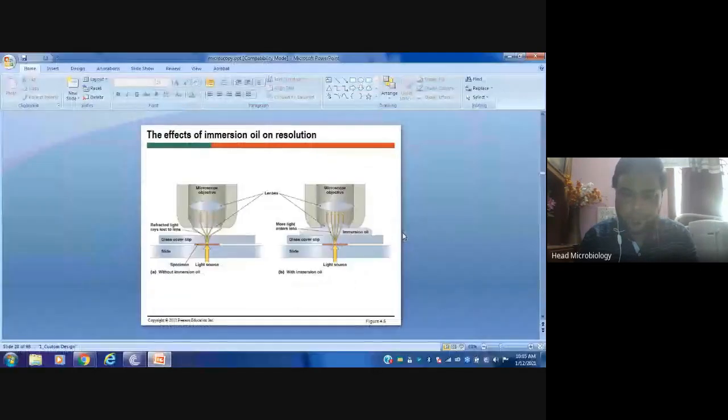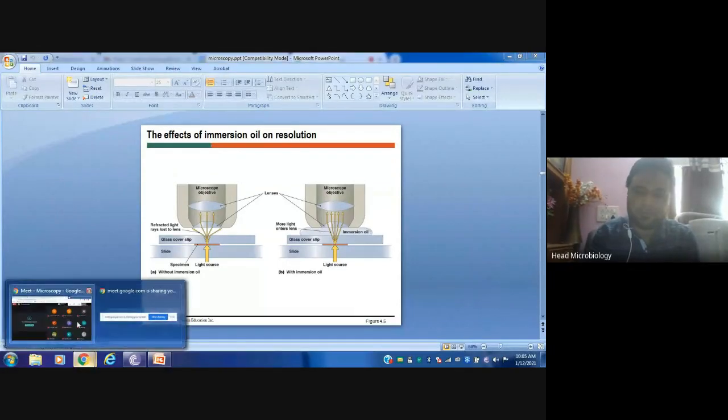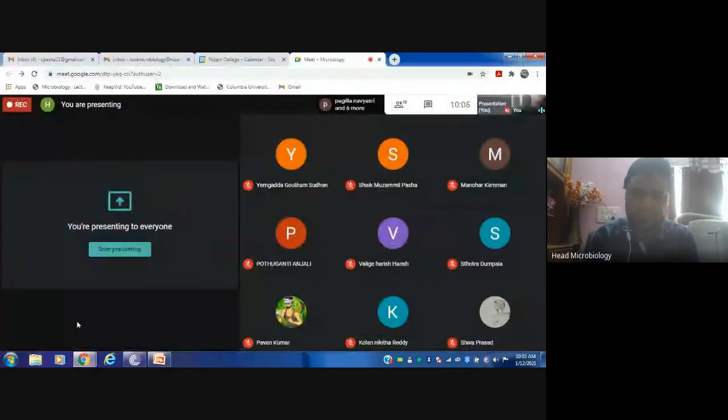If you don't have any class, let me know. I will take the remaining part of the microscope. See, I try to give you the basics more. If you are very good at the basics, and clear with the concept, the rest of the things are very easy for you.